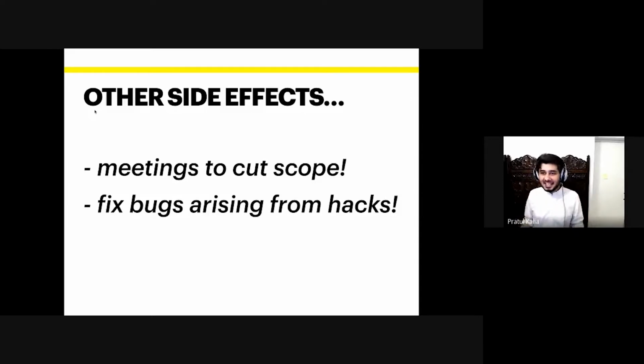Which means you'll have more meetings to cut scope. Things are getting out of hand. Let's get into a meeting. Let's look at our Jira board and see if we can remove some stories. And all of this means that as engineers, you're constantly hacking together a bunch of different pieces of software. And obviously, those hacks will result in some bugs that only happen towards the very end of the project when you really just want to get over with it, right? And this is a mess. This is a complete mess, and nobody wants to actually deal with this. But unfortunately, poor estimation leads to these side effects.